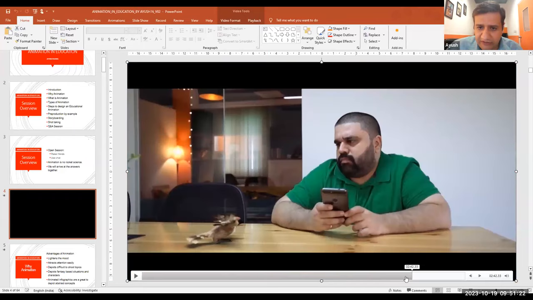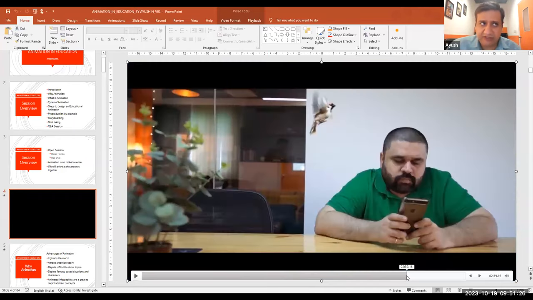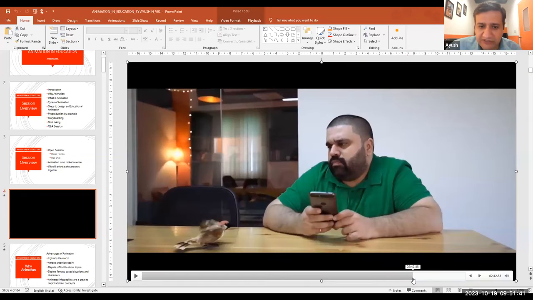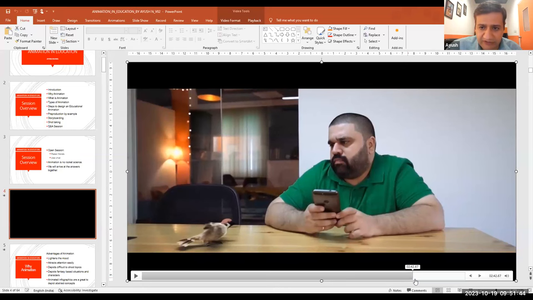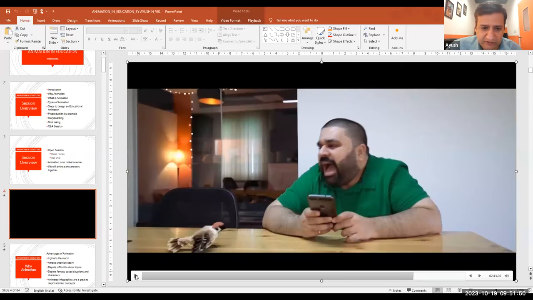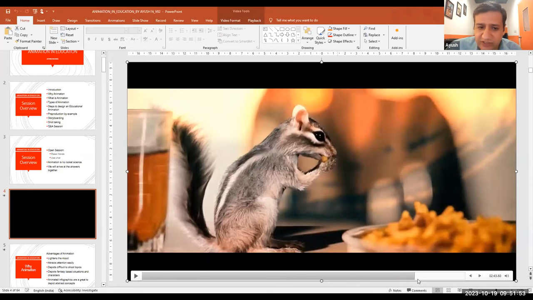Now in this animation, the sparrow that we see is actually animated. This is actually a 3D animation. It's a very photorealistic animation. This is to tell us what are the things which are actually possible. And then, for example, in this one also, this squirrel is also animated. So this kind of thing is also possible when one is doing animation. Okay.